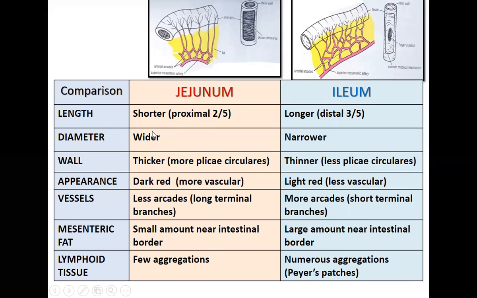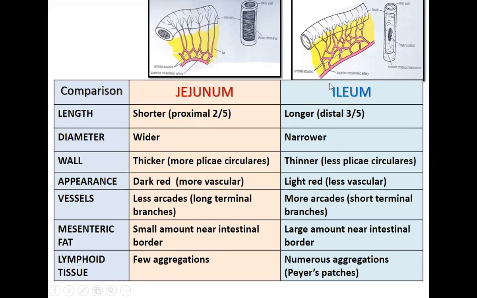Okay. Coming to the vessels, there will be fewer arterial arcades. If you see here, before the arteries supply the intestine, they form arches. They communicate with each other and form arches. These are called arterial arcades. These arterial arcades are fewer here because there are more direct vessels supplying the jejunum. So there will be more long terminal branches. So arterial arcades are fewer here.